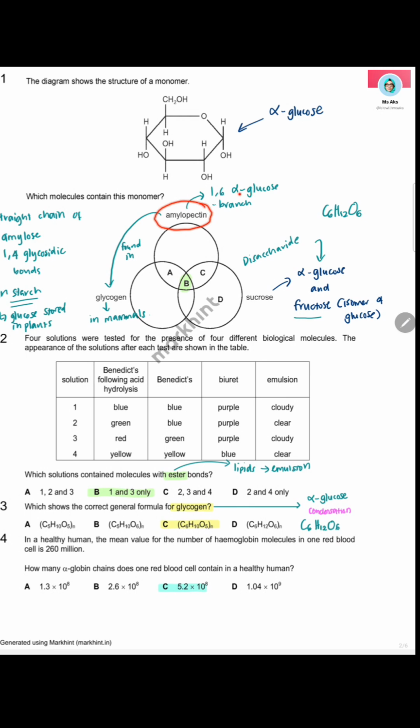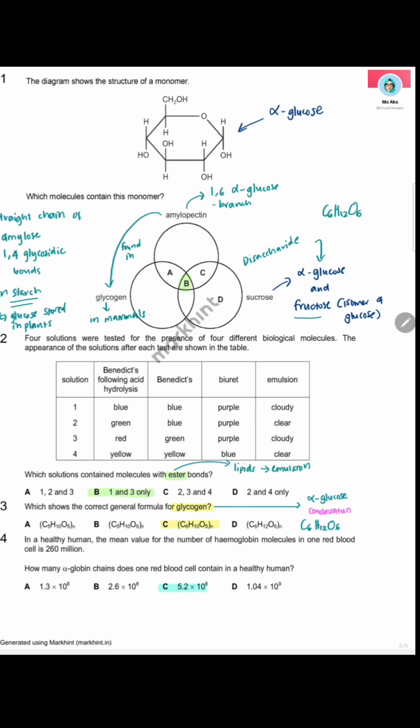We know that amylopectin does have alpha glucose, but it's 1,6 branched. Glycogen also has amylopectin, which contains alpha glucose, as well as the 1,4-glycosidic bonds of the amylose molecule. And last but not least, sucrose, which is a disaccharide, contains alpha glucose and fructose, which is the isomer of glucose and also has the same formula of C6H12O6. So therefore, using this Venn diagram, it is B, because all three of these molecules contain alpha glucose.